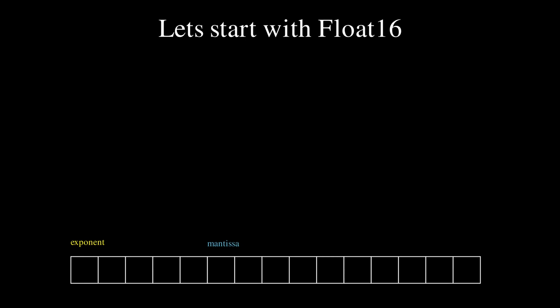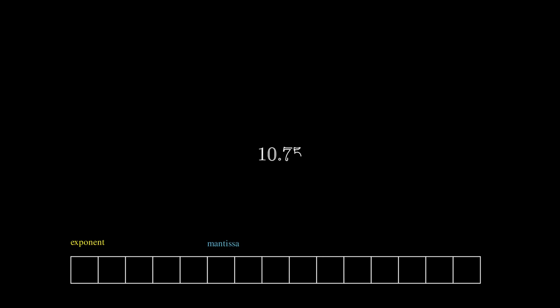Let's go through a quick example for a 16-bit float. Say we want to represent 10.75 as a float. But how? First, let's convert the number into binary. We all know how to do that. 10 in binary is 1010, and 0.75 is just a half plus a fourth, so 0.11. Next, let's move the radix point until there's only a 1 in the front.